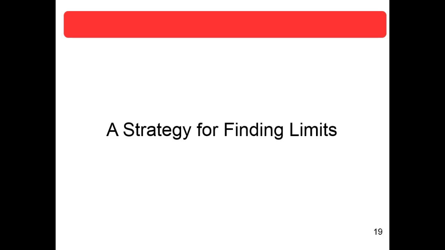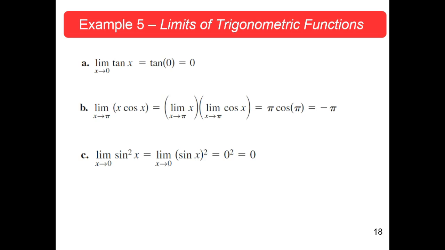Oh, and by the way, I forgot to say this. This was a composite of two functions. One was a squaring function, the other was a sine function, right? That's the composite function. So we just did that composite function thing. Okay. That's example 5.